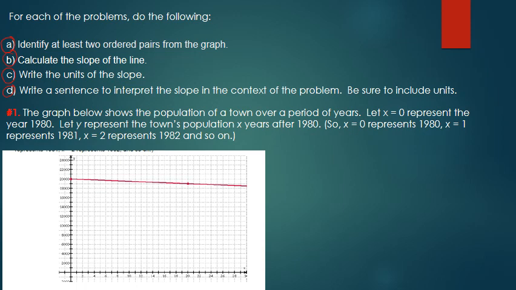And then we're going to go back to our A, B, C, and D activities and go ahead and take care of those. Okay, so the graph below shows the population of a town over a period of years. So here I see the term population, and I also see the term years. So this graph is representing a population, so number of people over a certain number of years. Okay, we have let x equal 0 represent the year 1980. So that is basically stating that all of our measurements are beginning in 1980.